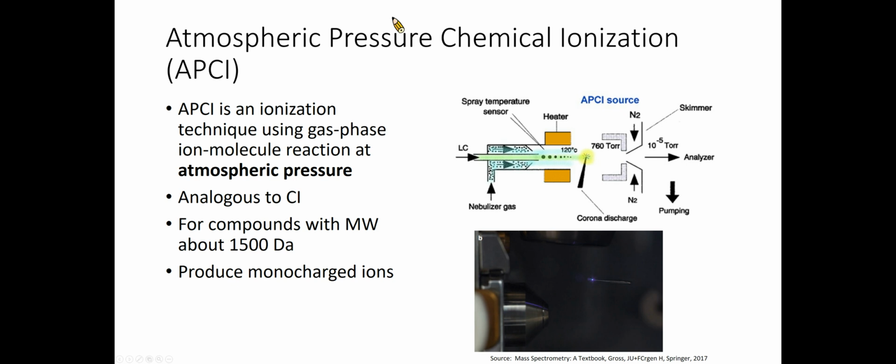APCI is a technique similar to CI. The key difference is that APCI can be operated at atmospheric pressure. APCI can be used for analysis of compounds with molecular weights up to 1,500 Dalton and can generate monocharged ions. The APCI usually can couple with the liquid chromatography system. Once the LC eluent gets into the source, the droplet will undergo ion evaporation steps, forming smaller droplets and ultimately charged ions.